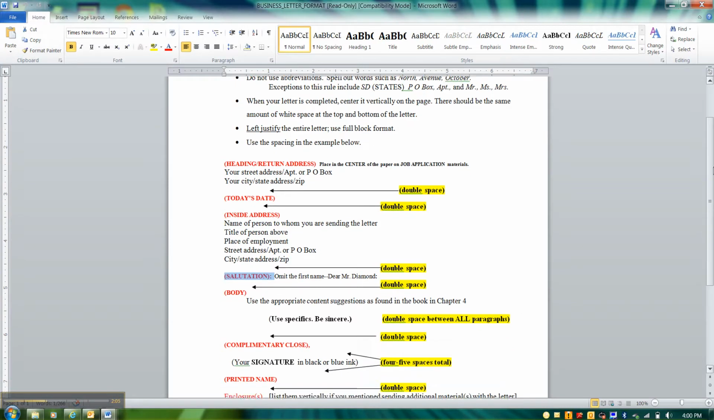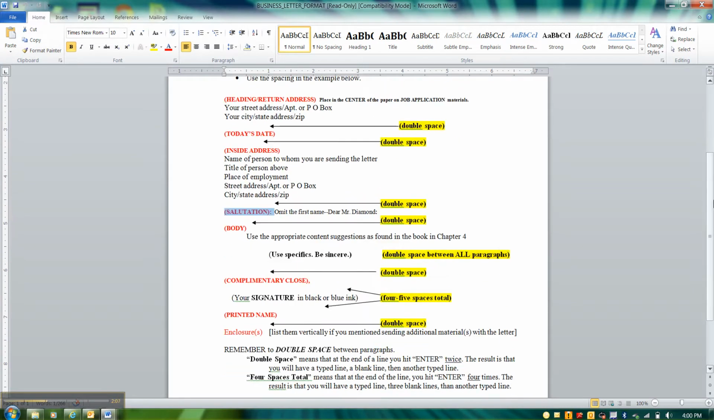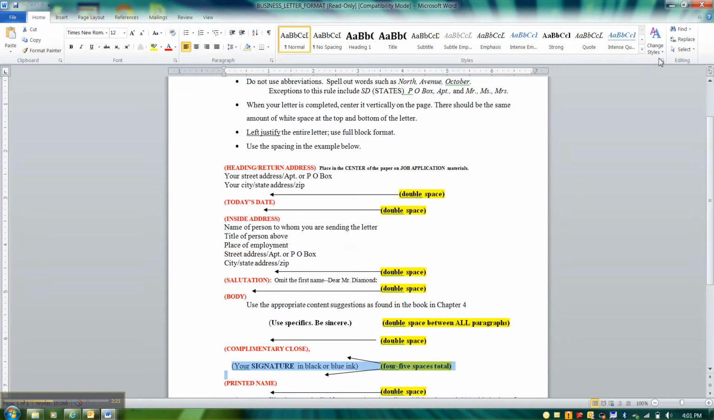And then this is the spacing you're going to use. Pretty much double space between all elements in the business letter, except for between the complimentary close and your printed name. There you're going to do 4 or 5 spaces total. That leaves room for the signature that you actually write in blue or black ink. That's the difference there. So you can take a look at this. Again, this tells you about the spacing.